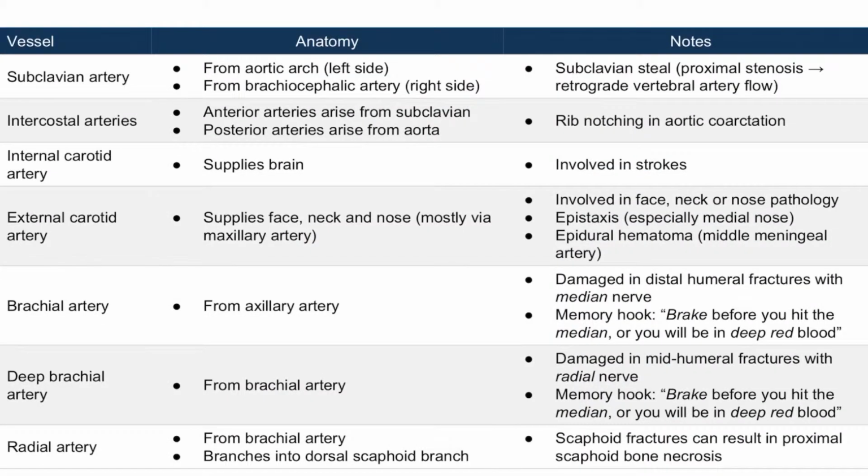Going back to the table, we have some important anatomic locations related to the subclavian artery listed in this middle column. The left subclavian artery arises directly from the aortic arch, while the right subclavian artery branches from the brachiocephalic artery. And as we just discussed, occlusion to the proximal portion of the subclavian artery will result in subclavian steal syndrome. Now let's talk about the intercostal arteries.